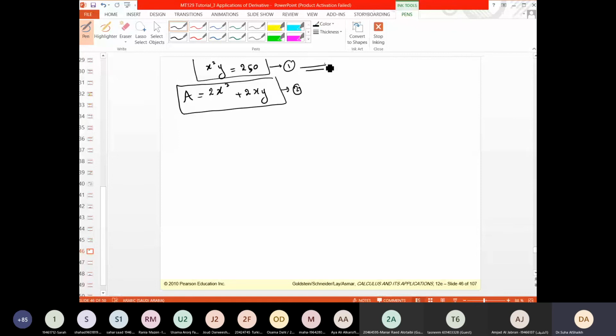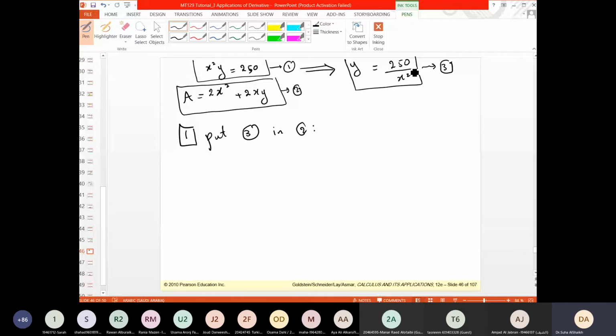From this, I get y equal to 250 over x squared, and I'm going to call it equation number 3. So step number 1, what do you think? I'm going to put equation 3 in equation 2, to make this equation all in x. So I will get A equal to 2x squared plus 2x, and the y changes to 250 over x squared.